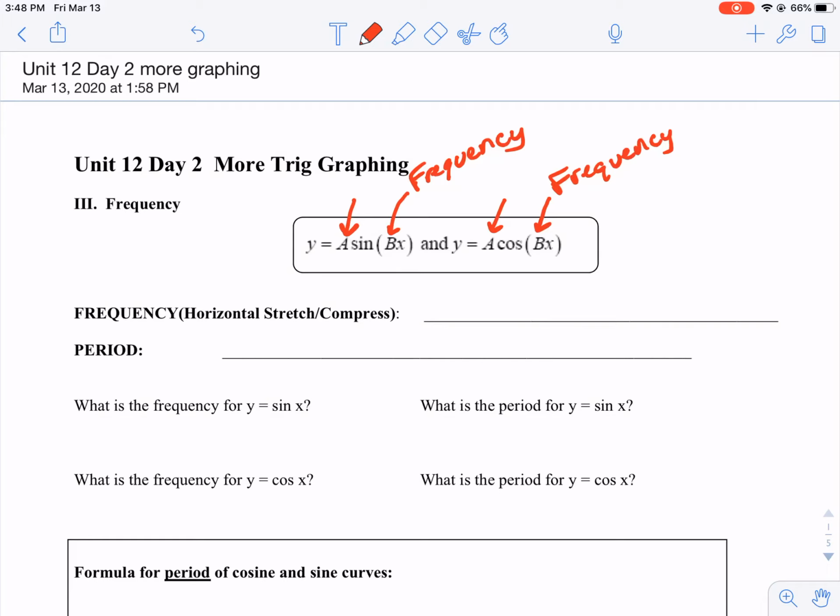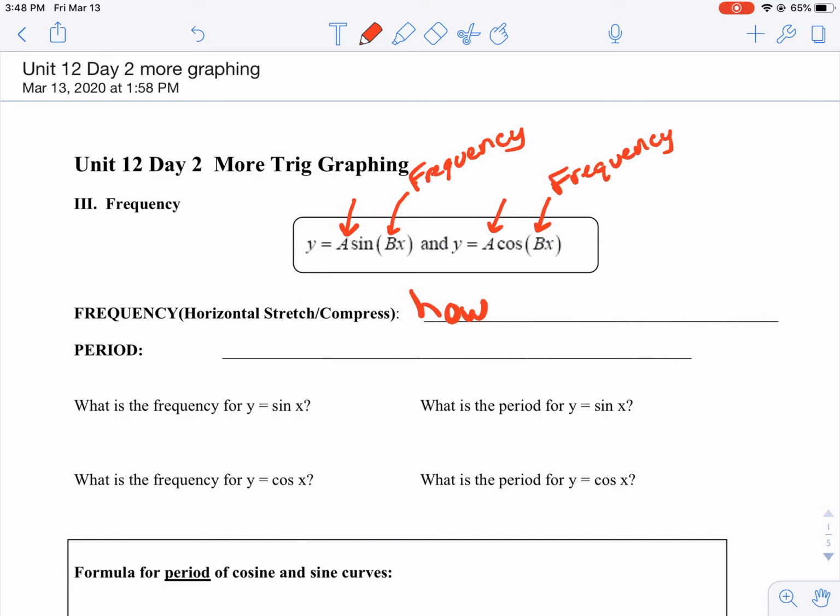Now, in terms of transformations, frequency is going to be your horizontal stretch and compress, so your graphs are going to look wider or narrower. But in terms of a trig graph, a frequency means how often something happens. So frequency is how many full cycles of a sine or cosine graph you will get by 2 pi.